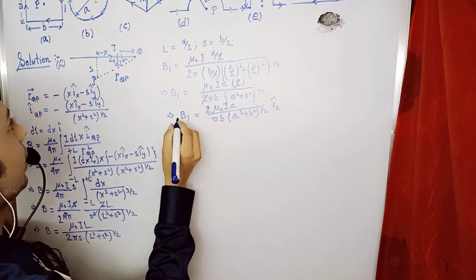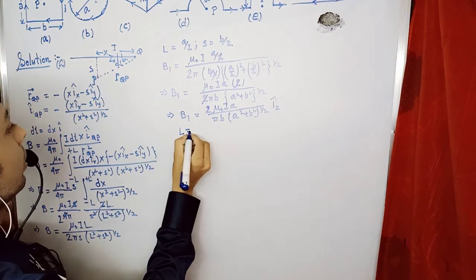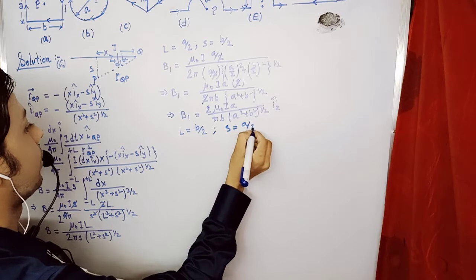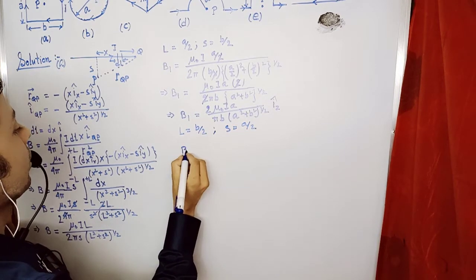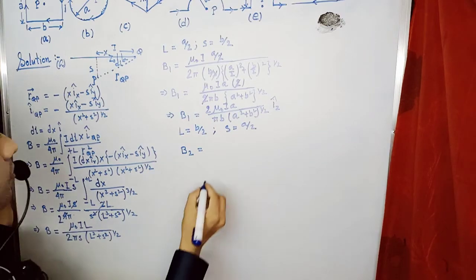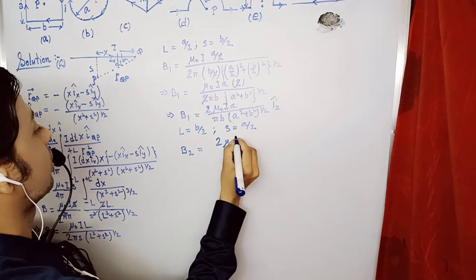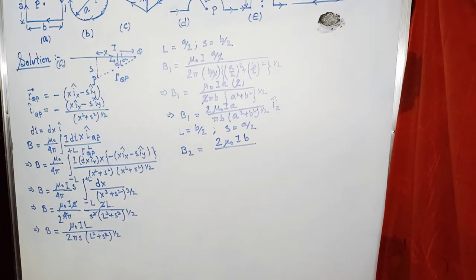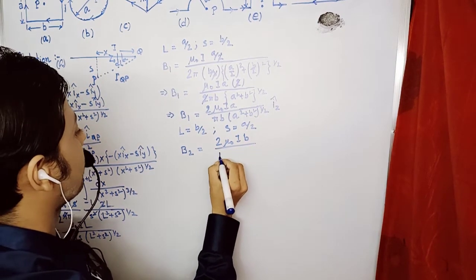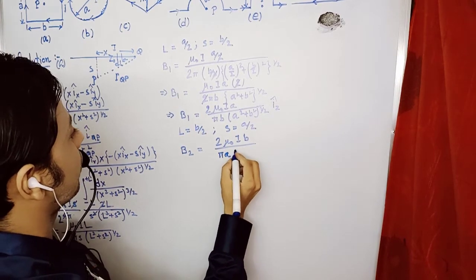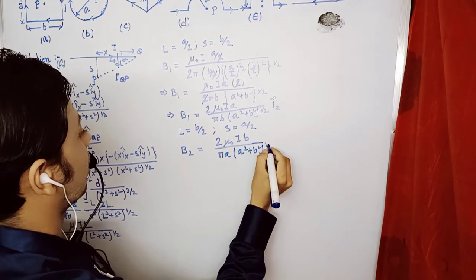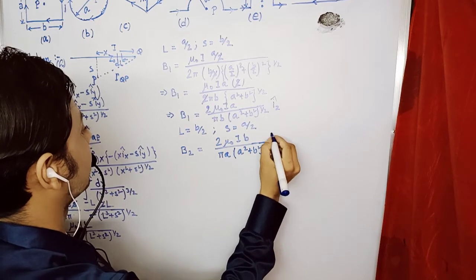Similarly, if we replace L equal to B divided by 2 and S equal to A divided by 2, then we will find B2 will be equal to 2 mu naught I B divided by pi A into A square plus B square whole to the power half, with its direction iz cap.